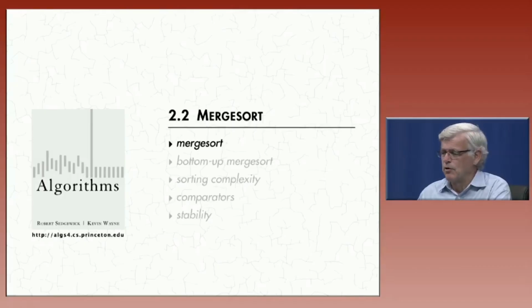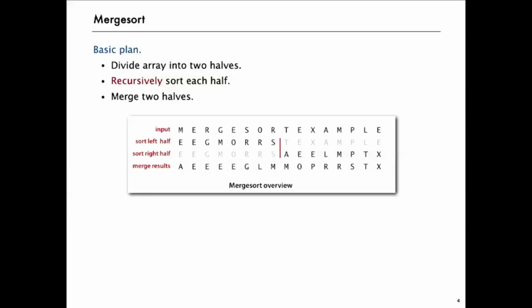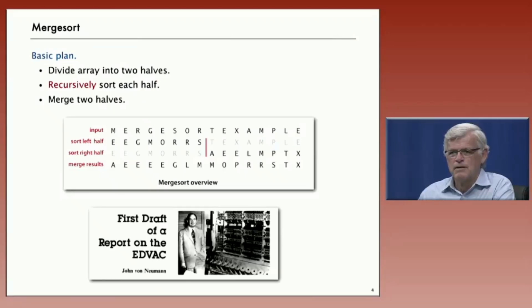All right, so basic merge sort algorithm, what's it going to look like? The idea is very simple. What we're going to do is divide an array into 2 halves, recursively sort each of the halves, and then merge the result. That's the overview of merge sort. It was actually one of the first non-trivial algorithms implemented on a computer. John von Neumann realized in the development of his EDVAC computer, one of the first general purpose computers, that he was going to need a sorting method, and he came up with merge sort. He's widely credited as being the inventor of merge sort.